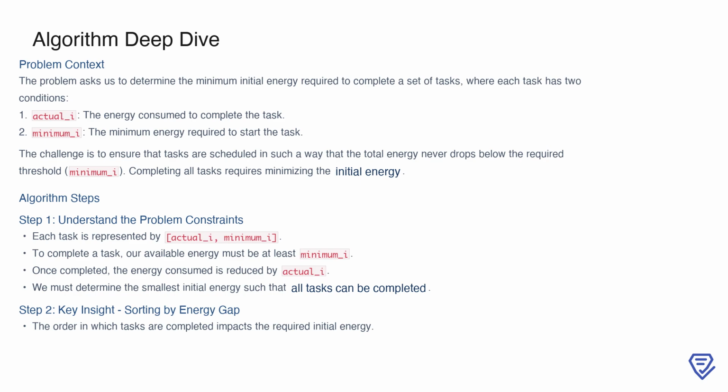To solve this, we first need to understand how these constraints interact. For instance, if a task has a very high minimum_I, it might require us to reserve a lot of energy before starting, even if the actual energy consumption is low. This introduces the concept of scheduling tasks strategically, and one key insight here is that the order in which we complete tasks significantly impacts how much initial energy we need. With this in mind, we can formulate an approach that prioritizes tasks based on their energy requirements.